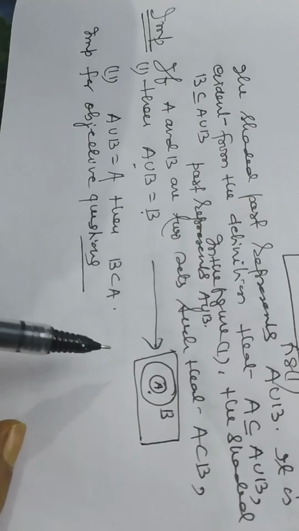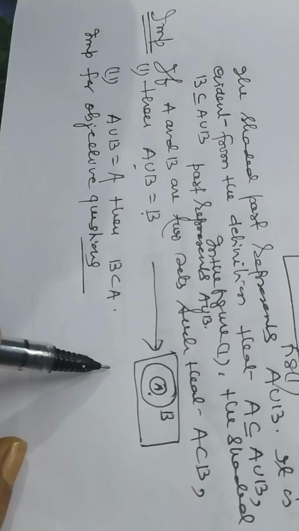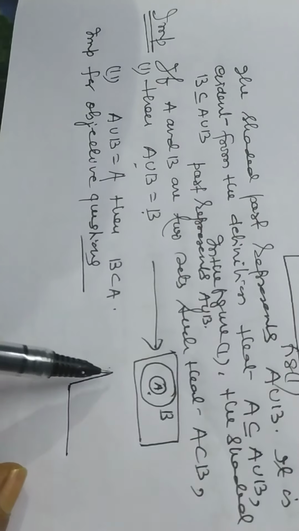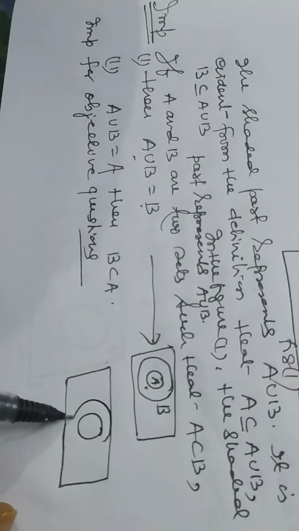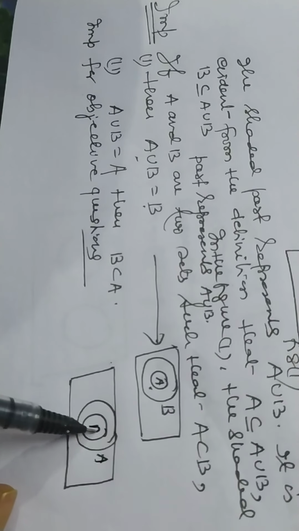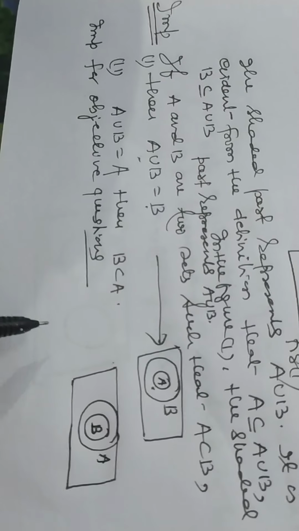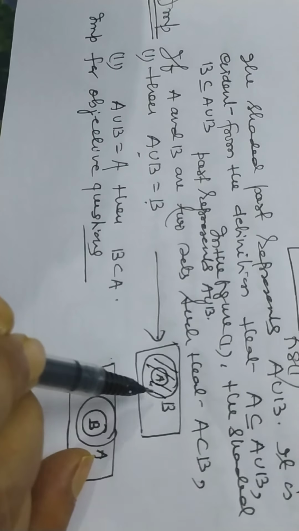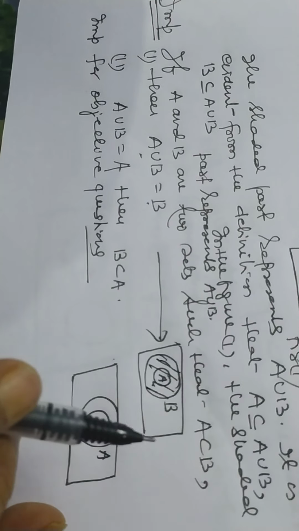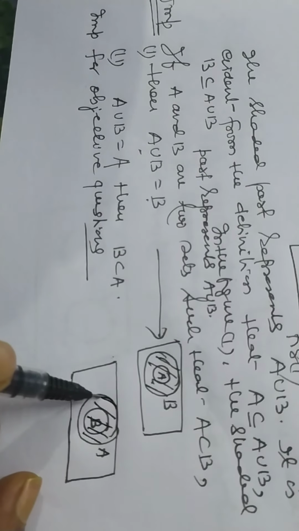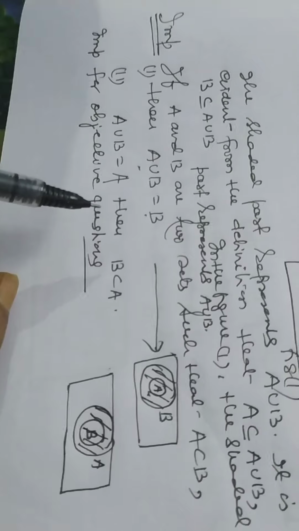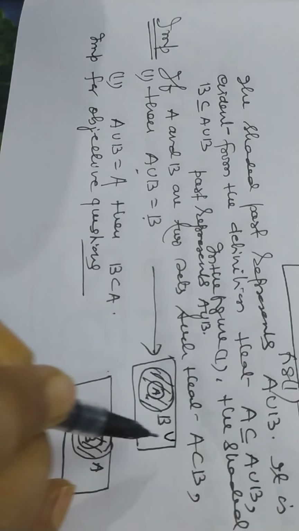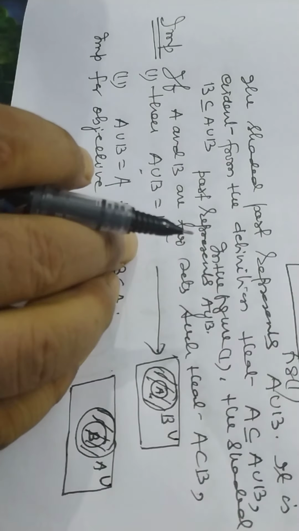A union B is equal to A, if B is a subset of A. Pictorially it will be represented in this way. B is a subset of A. Then the shaded portion is A union B. So this is very, very important for the purpose of multiple choice questions, my dear student. You must see this Venn diagram also, the pictorial representation of the sets.